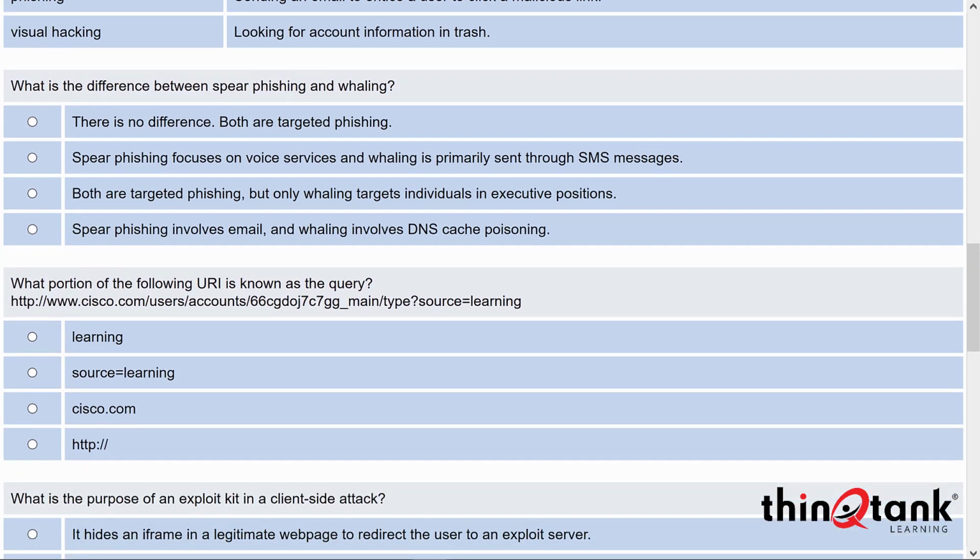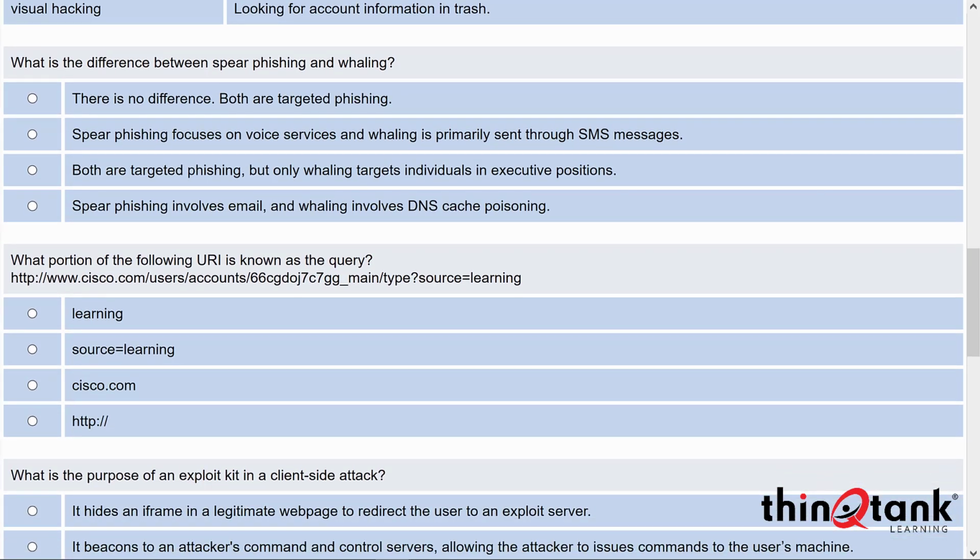What is the difference between spear phishing and whaling? There is no difference. Both are targeted phishing. They are both targeted phishing. That is true. But there is a big difference. Spear phishing, of course, you're targeting a group of individuals that have kind of a commonality between them. You know, they all work in HR or they all work in the engineering department or whatever.